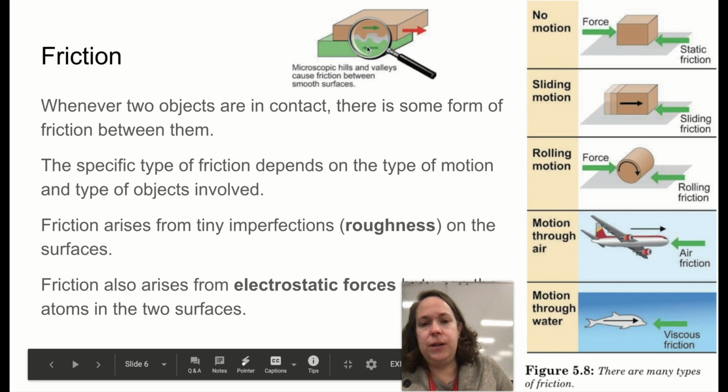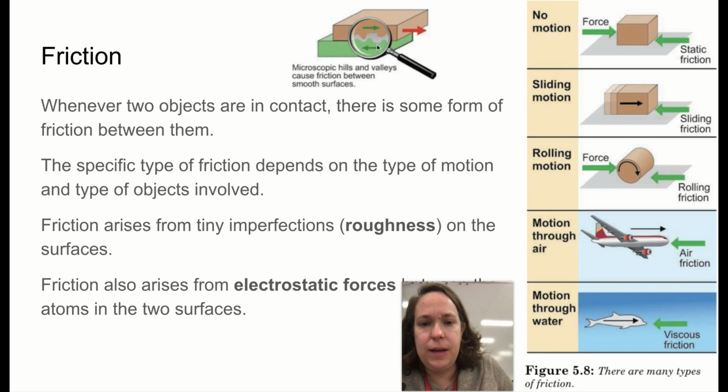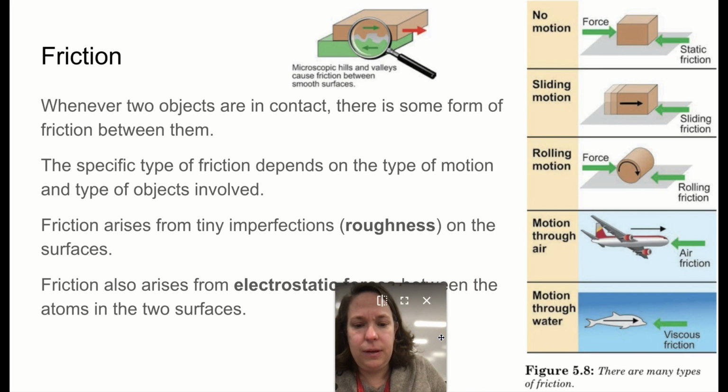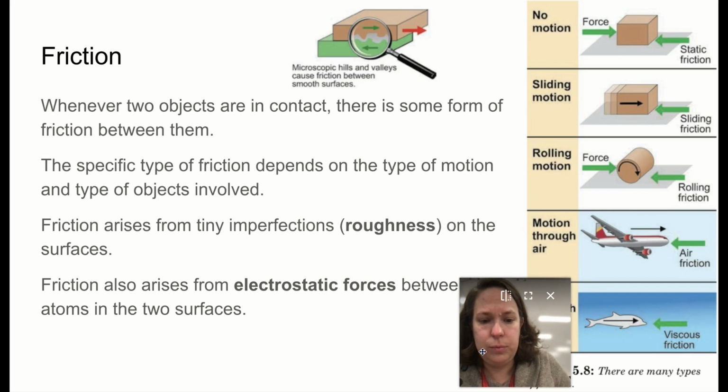Basically, friction arises from the teeny tiny microscopic imperfections in a surface. And it can also come from the electrostatic forces that are between the atoms in the two surfaces.